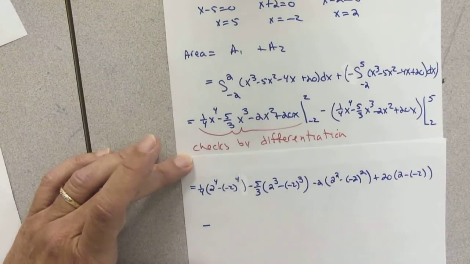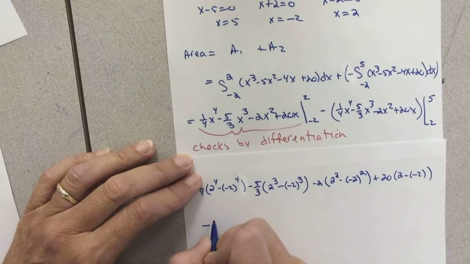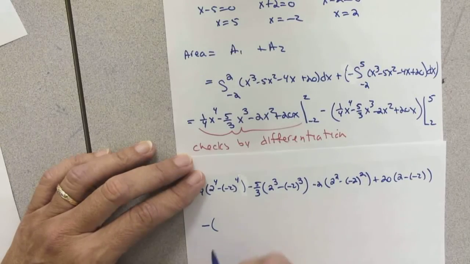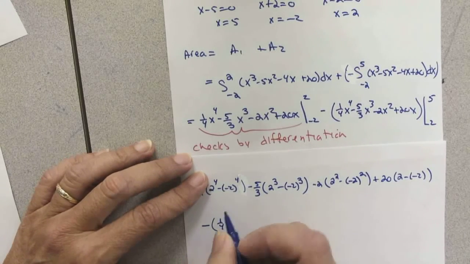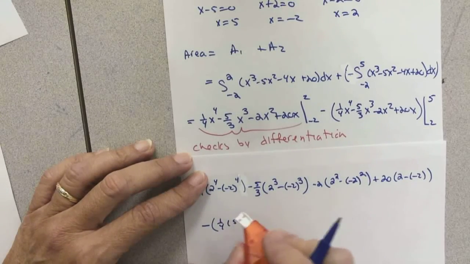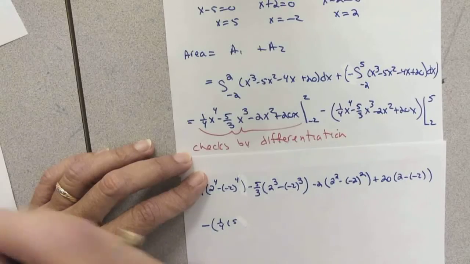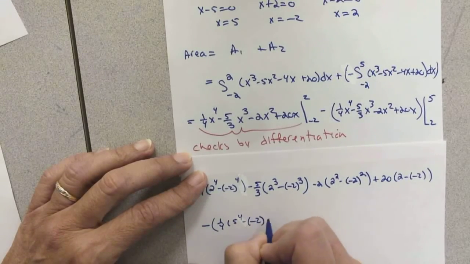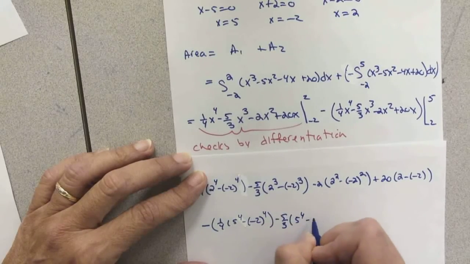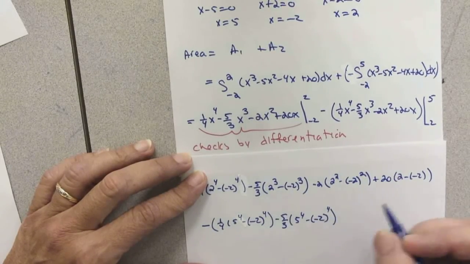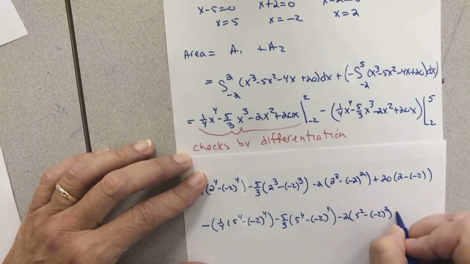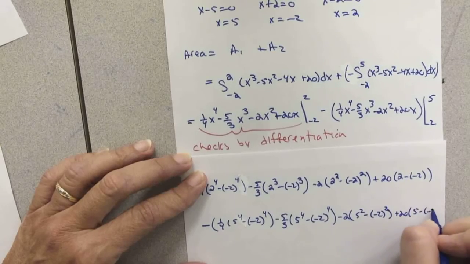Then dropping down, minus. Then doing the same thing, minus parentheses, because I want to subtract the entire thing. So 1/4, plug in the upper, 5 to the 4th, excuse me, 5 to the 4th, minus negative 2 to the 4th, minus 5/3, 5 to the 4th, minus negative 2 to the 4th, minus 2 times 5 squared, minus negative 2 squared, plus 20 times 5 minus negative 2.